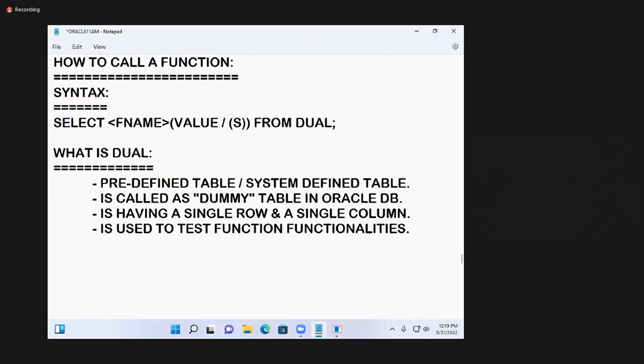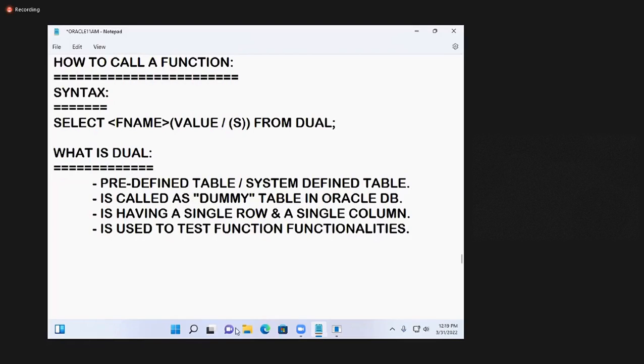Yes or no? Same in the database also, when we want to call a function or test a function, how this function is working is represented by what? Dual. So dual is a table we are using for testing our functionalities. For testing purposes, we need some support, and the support I'm taking is from dual. That's why dual is used.